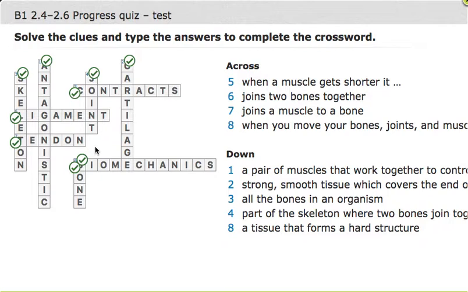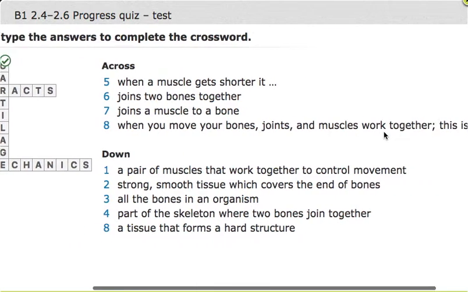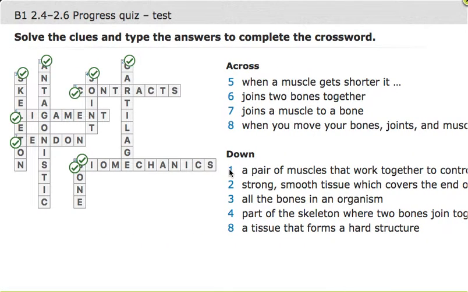Now, 8, this is the word you don't need to worry about, okay? When you study your bones, joints, and muscles, this is called biomechanics. Just very briefly, mechanics is about motion and about how things work together. Biomechanics, bio obviously is to do with your body, biology. Don't worry, okay? That's not a word I expect you to know.